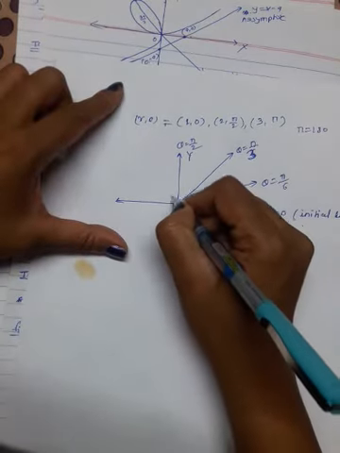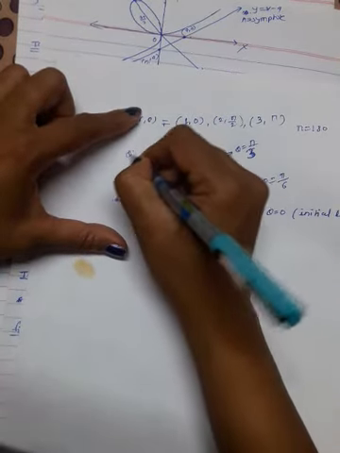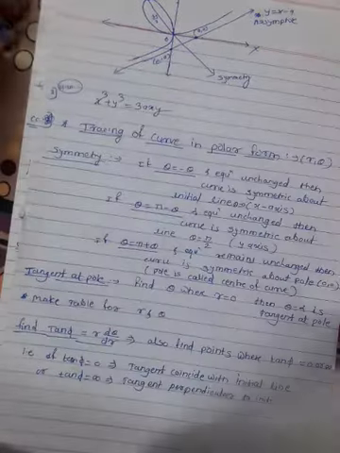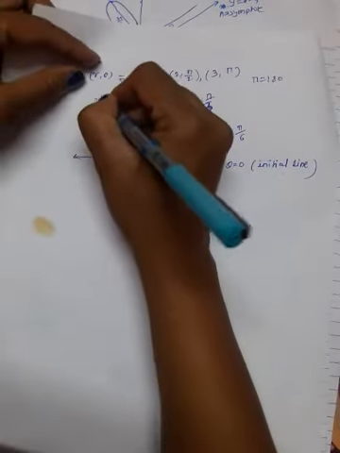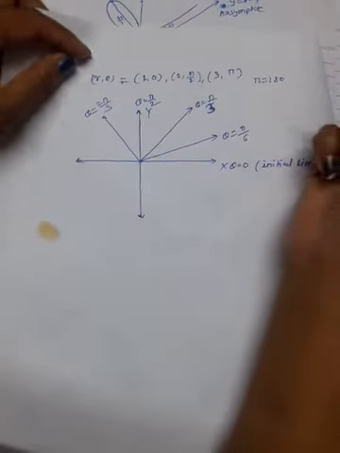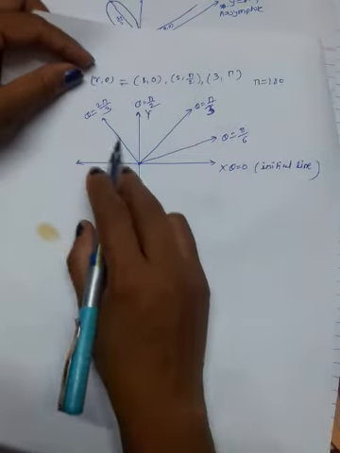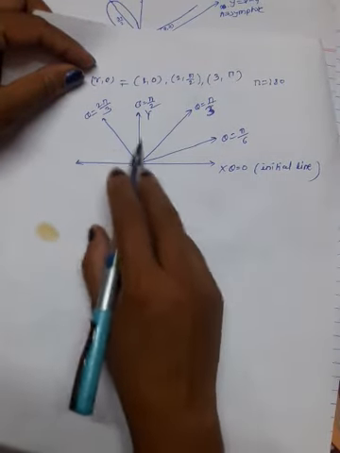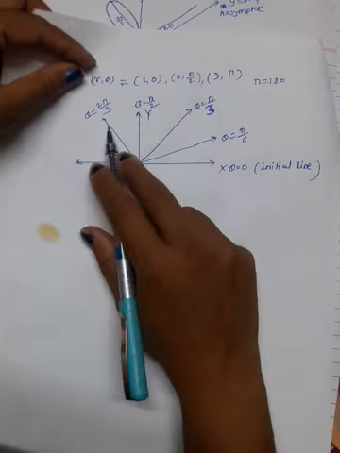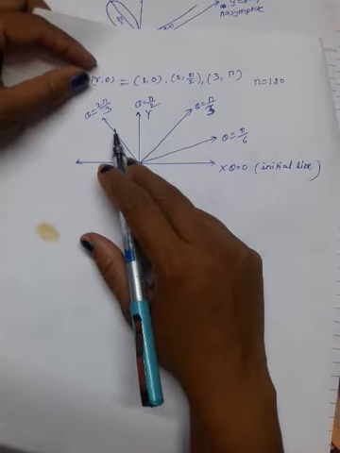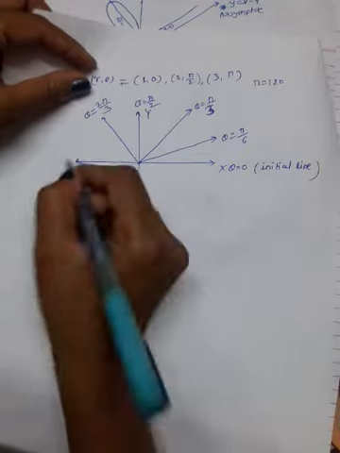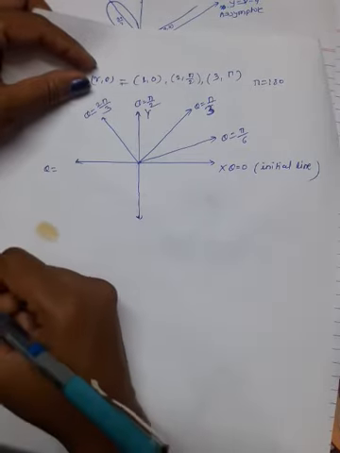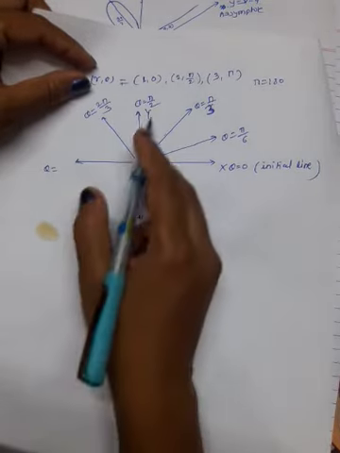Again one more we have to calculate here. Theta is equal to, this is the line, 2 pi by 3. 2 pi by 3 is the mirror image of this line. 90 plus this 30 degrees, that is 120 degrees.